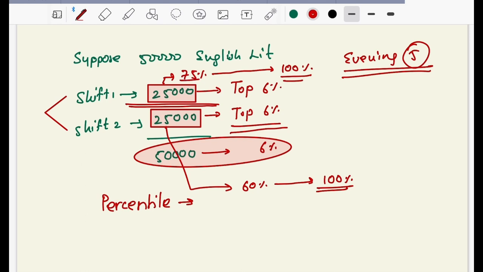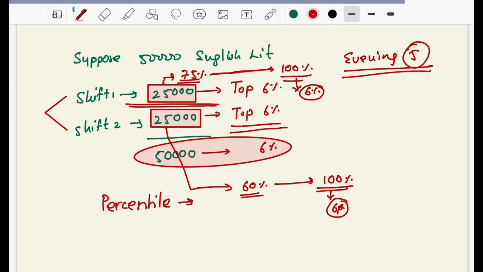So I hope I have made this clear, that the percentile of both the shifts may be different. Here 60% can get 100 percentile because the paper was difficult, and here people are saying that the paper was simple. A student who got 75% marks will get 100%, and according to that, the top 6% students will be selected, right? Understood? And here also the top 6% students will be selected.